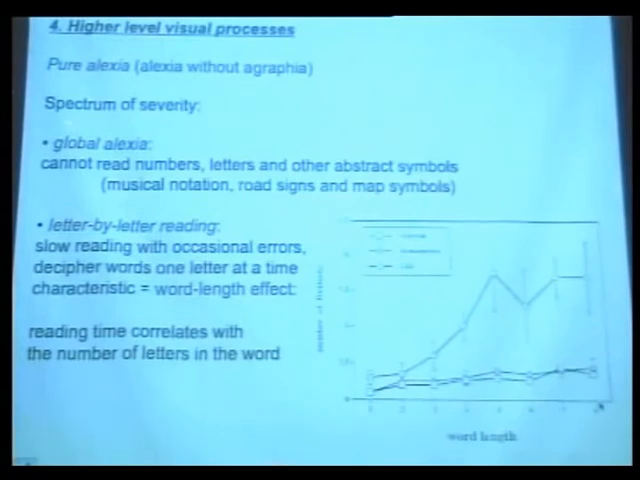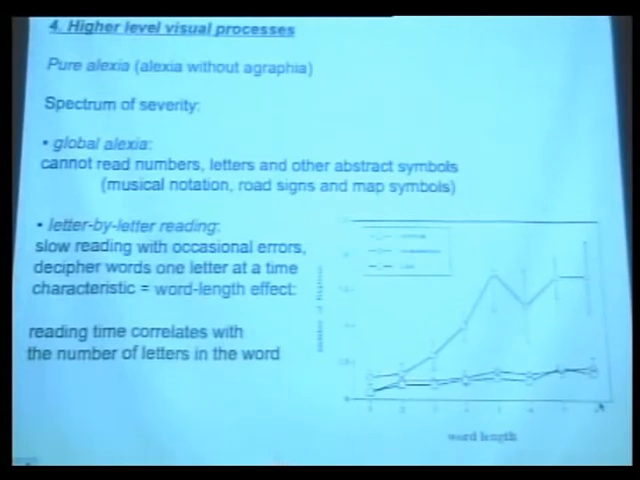On the other hand, the mild level is letter-by-letter reading. These subjects can read, it's just slower than it used to be. And the key thing here is that their reading is characterized by a word length effect. The more letters there are in the word, the longer it takes for them to read that word. For you and I, it doesn't matter how many letters are in the word. It's pattern recognition. You see the word, you know what it is. These people read the word one letter at a time.